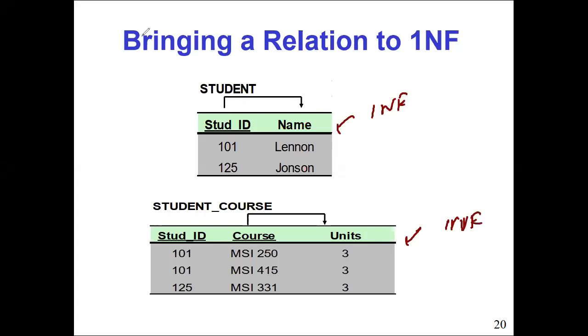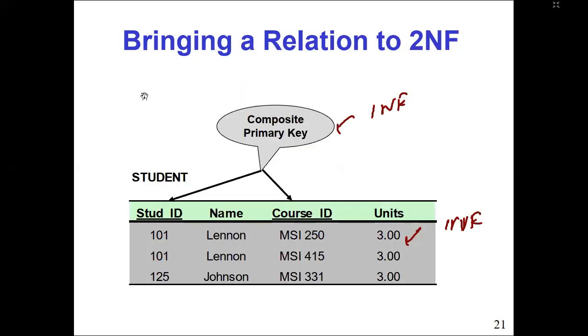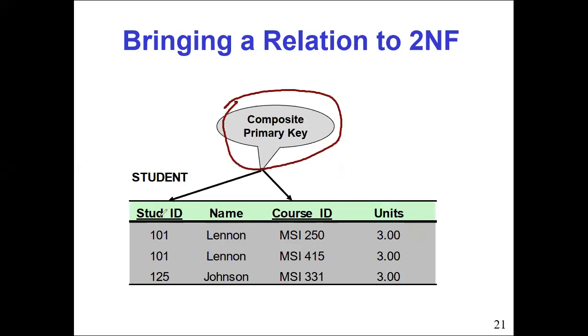The next one, bringing the relation to second normal form. How are we going to bring this, right? Now you can see you have a composite primary key here, student ID, course ID.